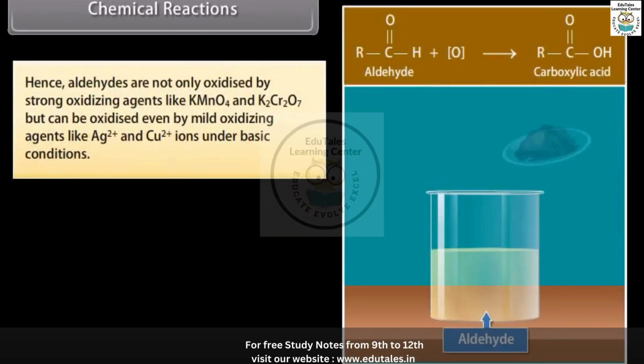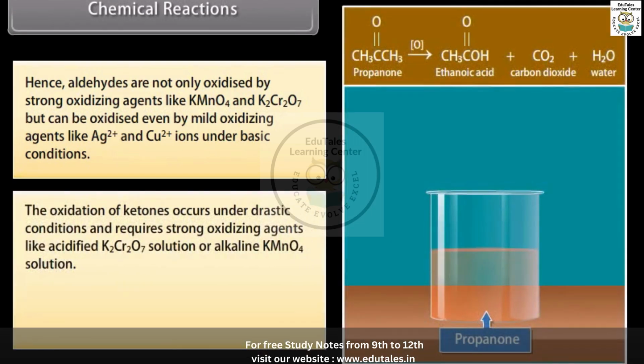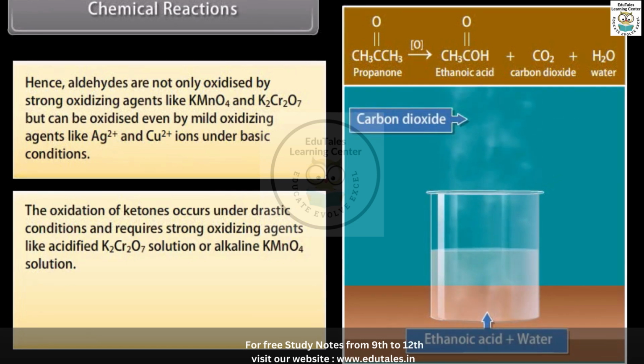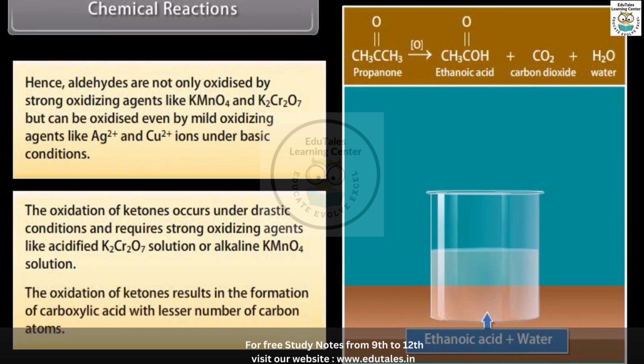Hence, aldehydes are not only oxidized by strong oxidizing agents like potassium permanganate and potassium dichromate, but can be oxidized even by mild oxidizing agents like Ag+ and Cu2+ ions under basic conditions. The oxidation of ketones occurs under drastic conditions and requires strong oxidizing agents like acidified potassium dichromate solution or alkaline potassium permanganate solution. The oxidation of ketones results in the formation of carboxylic acid with lesser number of carbon atoms.